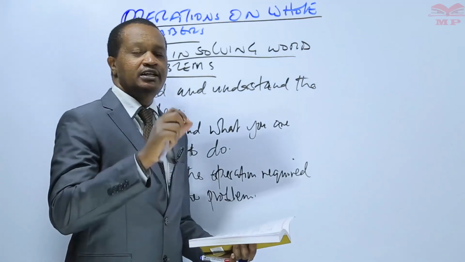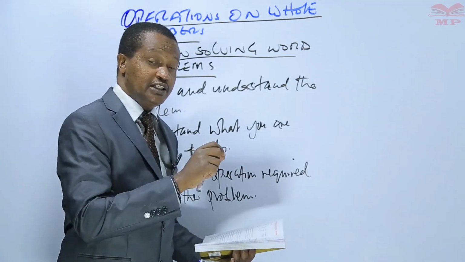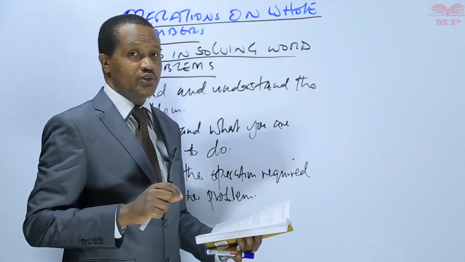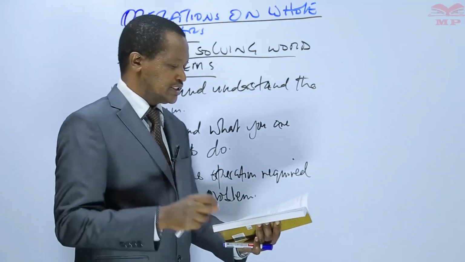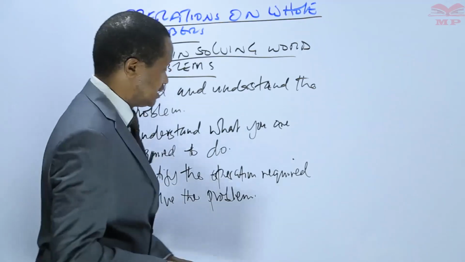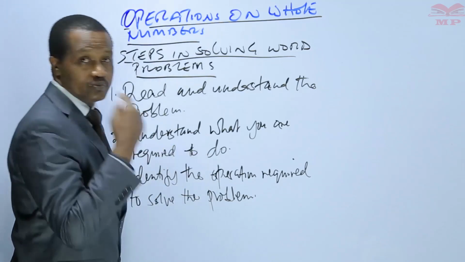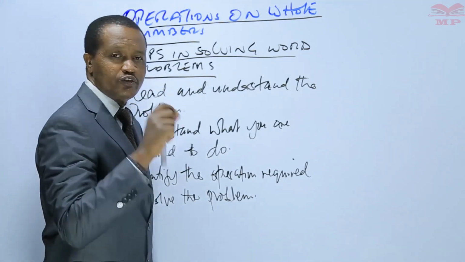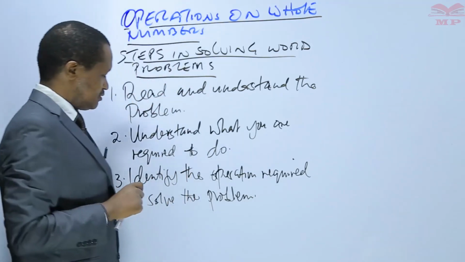We've been given the money that was allocated to this district for the first year and the second year. So the question is, how much money did the district get for development projects in the 2 years? So that is what we are required to do. Understand what you are required to do. We are required to calculate the total amount of money allocated to the district in the 2 years.